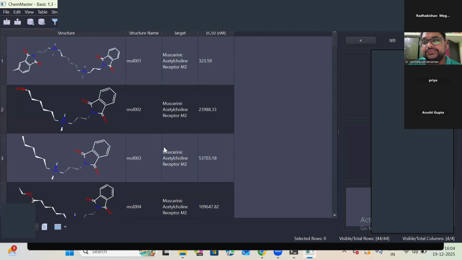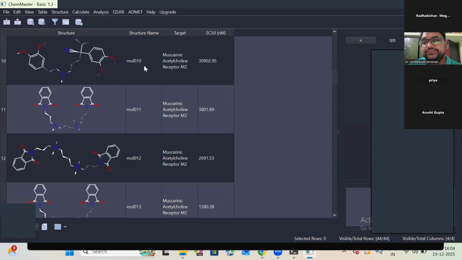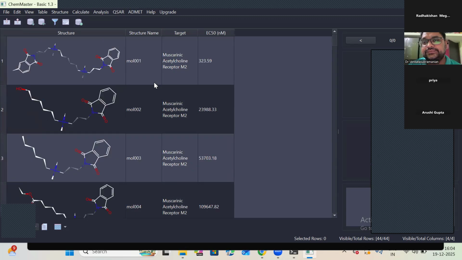This is a predefined data set where the chemical structures were collected from PubChem, ChEMBL, and other databases, as well as relevant literature sources, with known EC50 values. The data set contains 44 compounds that are active against the target, the muscarinic acetylcholine receptor M2. This receptor is a G protein coupled receptor activated by acetylcholine. The structures are active against this target.